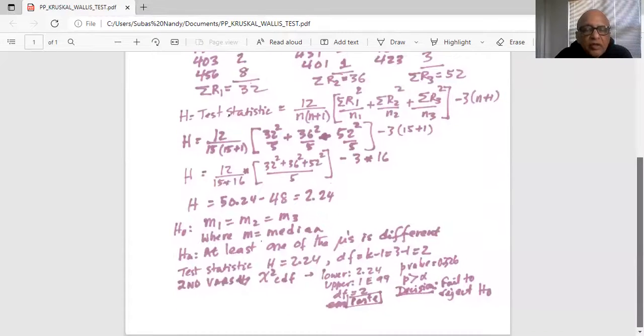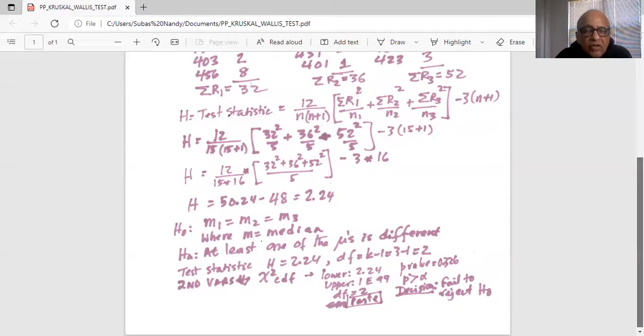So we need to find the p-value. The p-value is the area to the right of the test statistic under the chi-square curve with degrees of freedom 2. So we go to second vars and scroll down to chi-square CDF in the TI-84. Our lower is 2.24. Upper is a very large number on the right, which is 1.